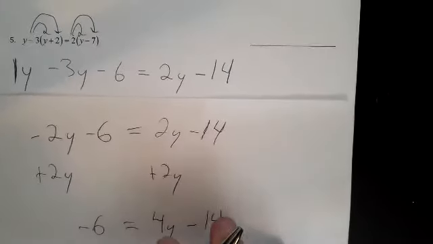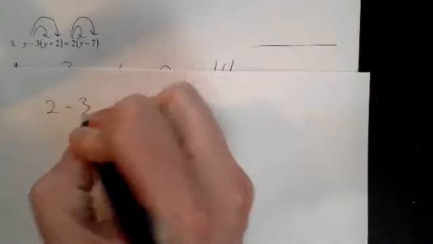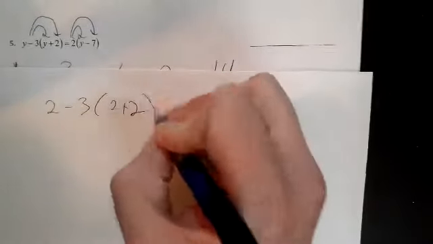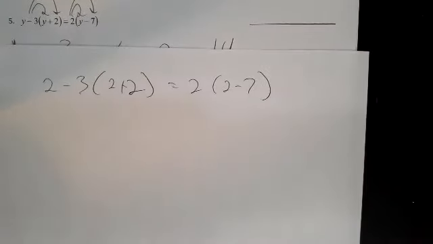And if I want to check it, I can check this thing, right? I can plug 2 in. There's going to be 3 places I plug 2 in. I can do 2 minus 3 times 2 plus 2 times 2. And so now I'm doing order of operations.